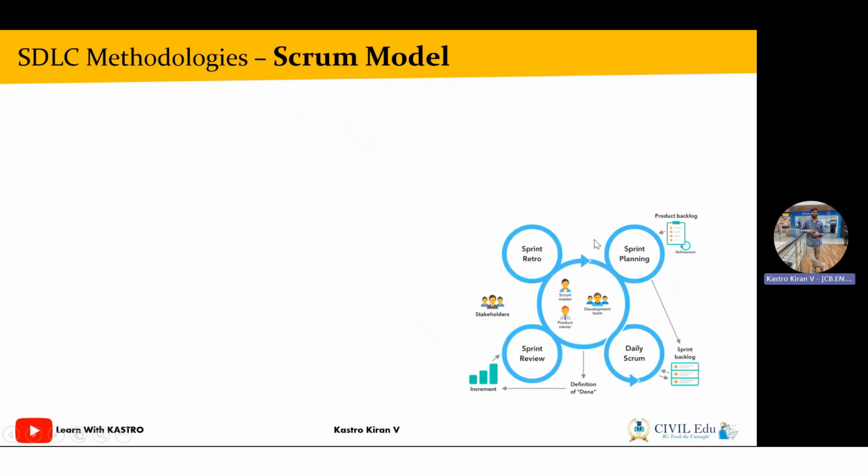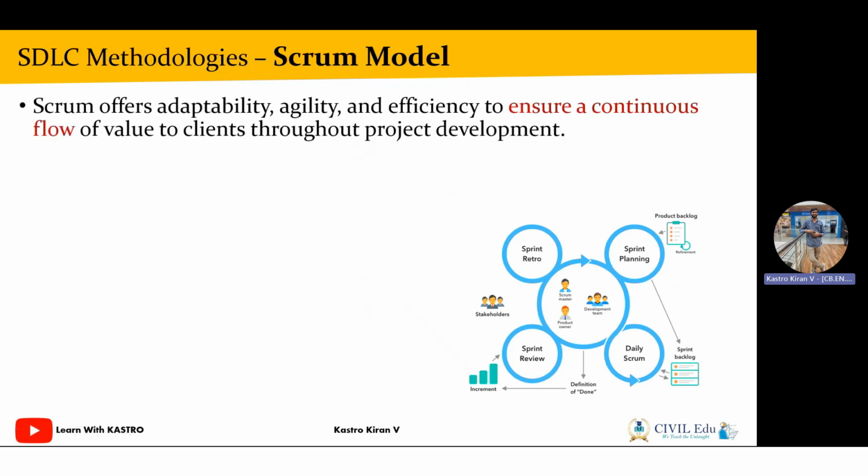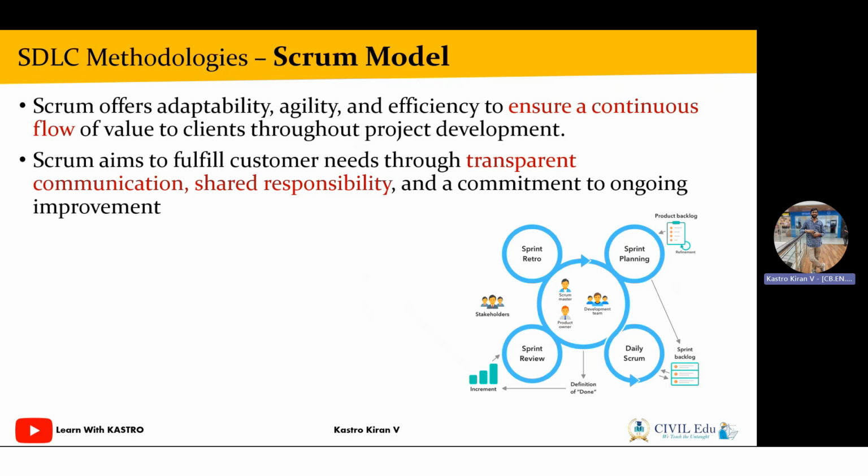Now, this is the basic example of the Scrum model. So in the Scrum model, there will be multiple teams or multiple parts that are involved. So Scrum basically offers adaptability and efficiency in order to ensure the continuous flow of work throughout the project development. And Scrum aims to fulfill the customer needs through transparent communication and shared responsibility, along with commitment to the ongoing project. So this is all about the Scrum model.